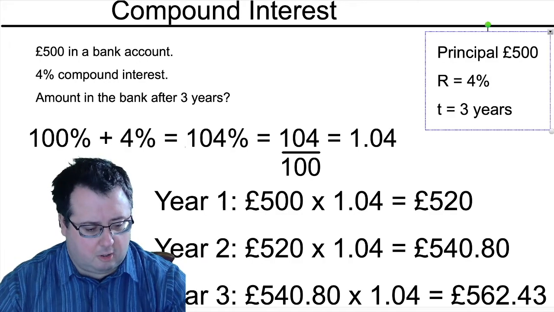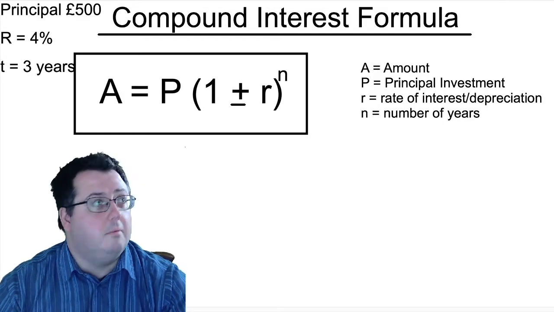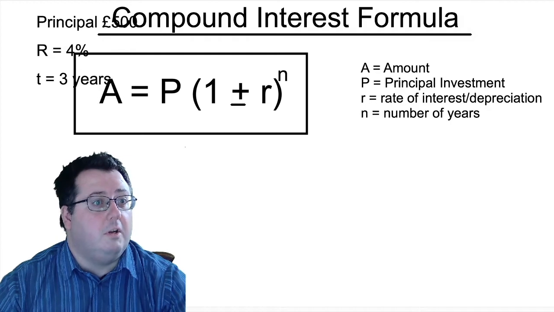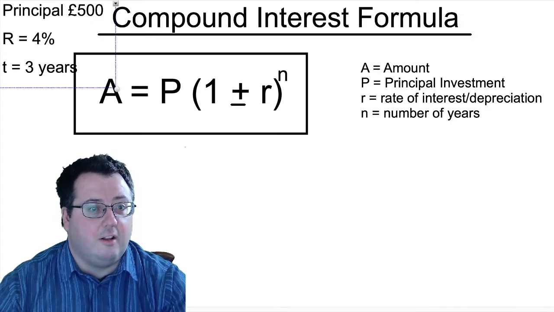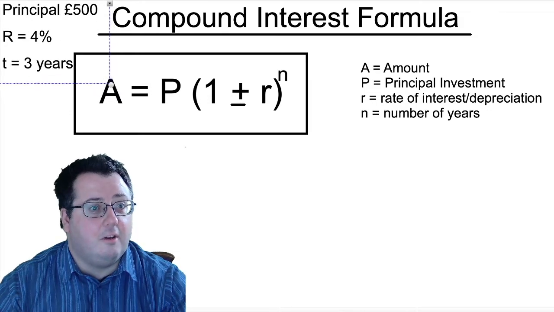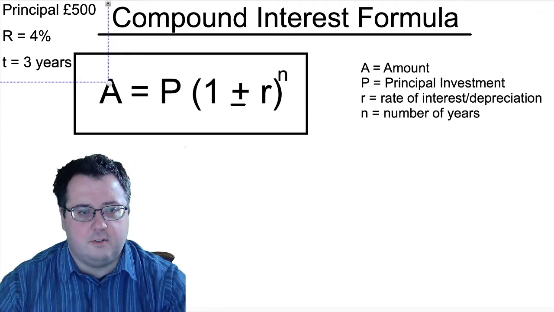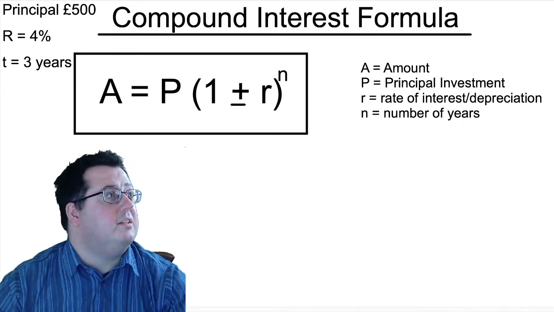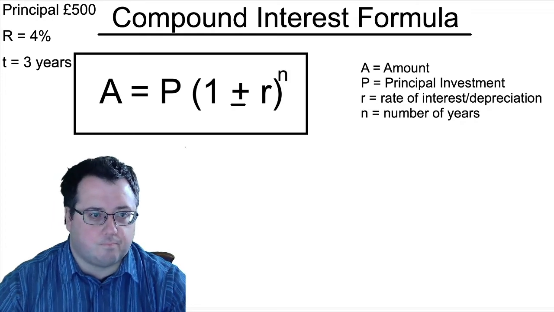Okay, I'm going to copy the information and I'm going to put it here. Do I need to leave it in the top right? You know what, that's not a bad place for it. I'm going to leave it up there. Okay, so we know that the principal is £500. We know that the rate is 4%, and the time is 3 years.